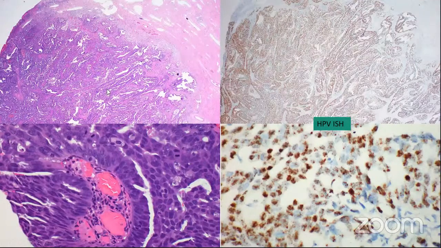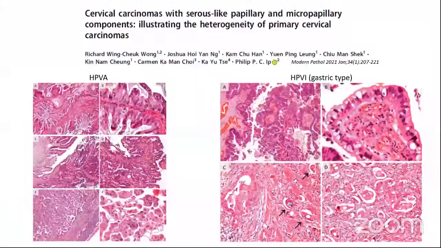You can see here is a case that in the old days would have been called serous carcinoma: high nuclear grade, slit-like spaces, papillary growth. But when we did the HPV in situ hybridization, you can see that it's diffusely positive. So what this tells us is that HPV-associated usual type adenocarcinomas can mimic what we would have in the past called serous carcinoma. This is a really nice paper by Philip Ip that showed that both HPV-associated and HPV-independent gastric type tumors can mimic serous-like papillary or micropapillary growth patterns.